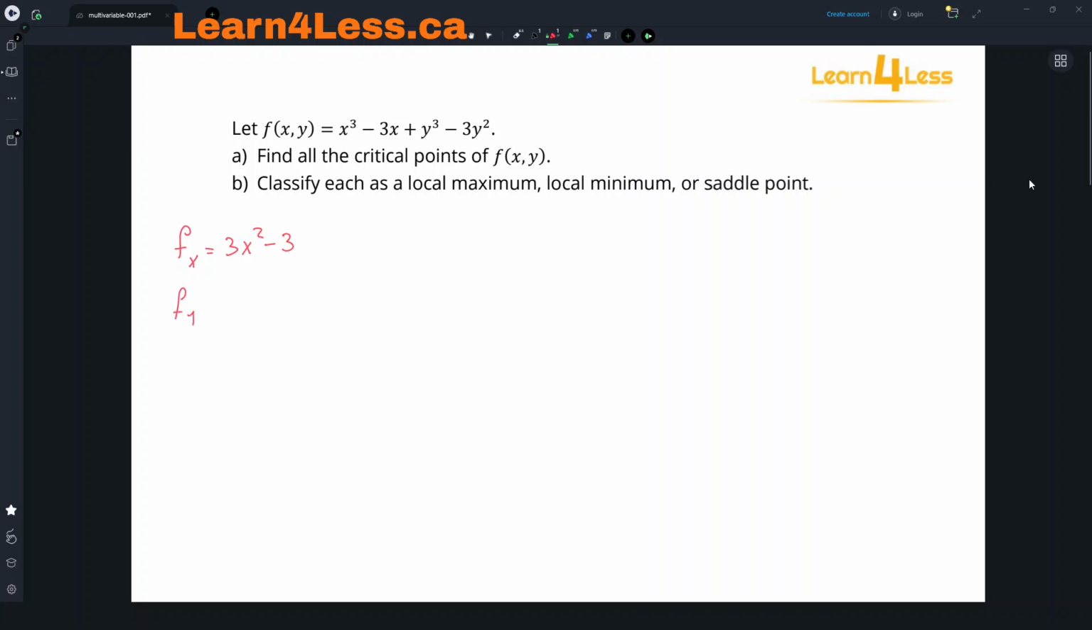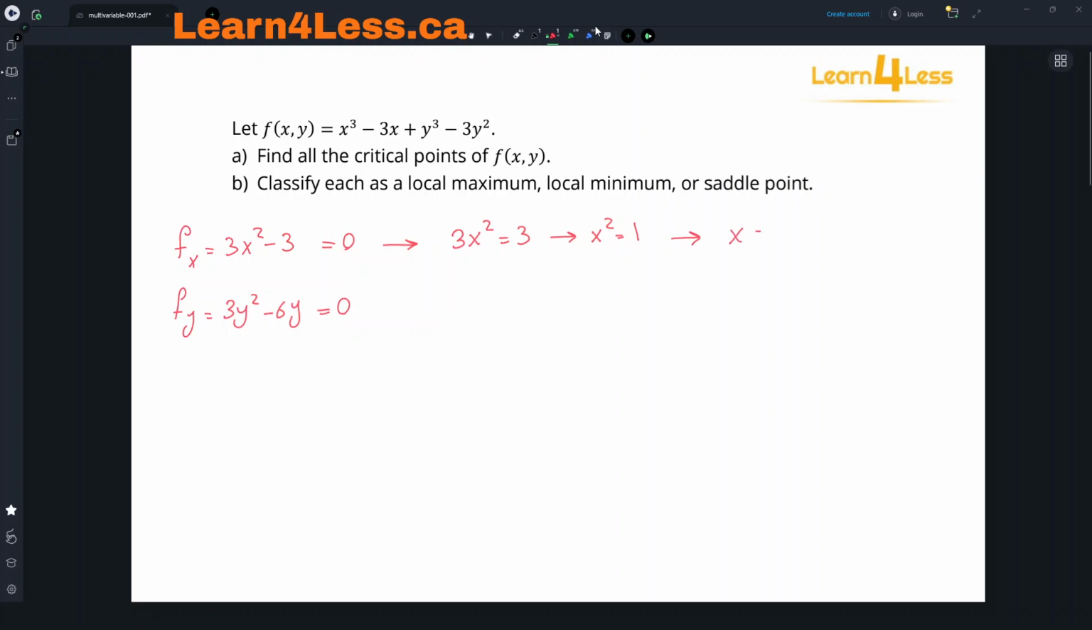And the derivative with respect to y would be, okay, we consider x as a constant. So the derivative of these would be 0. The derivative of these would be 0. And the derivative of y cubed would be 3y squared minus 6y. Now we set them equal to 0. The first one is equal to 0, which as a result we can see that 3x squared is equal to 3. So x squared is equal to 1.